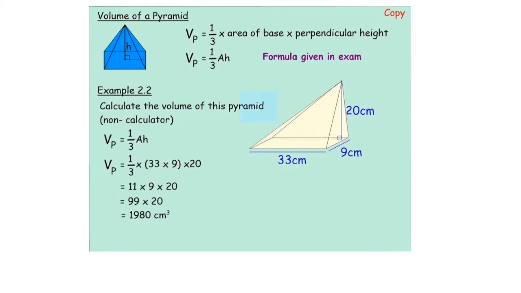So this first slide I would like you to copy. It has the formula for the volume of a pyramid. I have shown you a rectangular based pyramid, but it's the same for any pyramid. So V for volume, P for pyramid, the little small p, is a third times the area of the base times the perpendicular height of the pyramid. So we shorten that to a third AH.